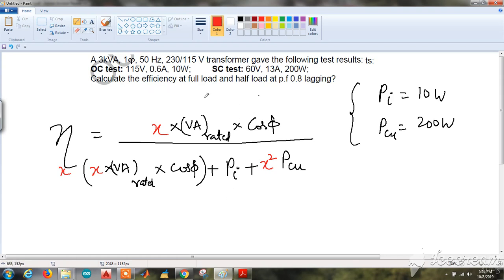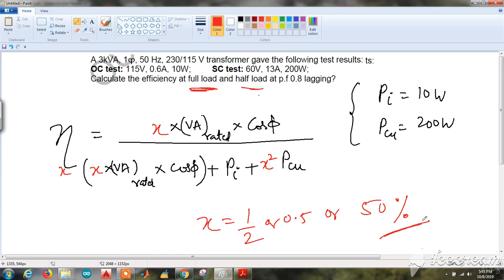Now we have to just plug in the values of x. Now he's telling to calculate at full load and half load. Full load means when x is equal to 1, or he can also mention 100% of load. And the second one is half load. Half load means when x is equal to 1 by 2 or 0.5, or he can also write at 50% of the full load. This is also the same terminology.